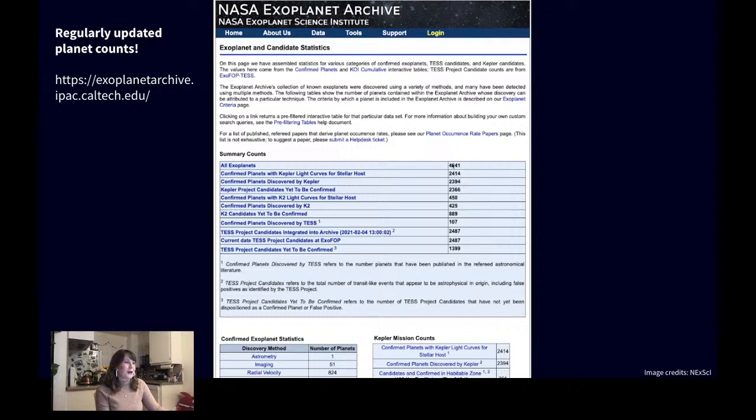So you can see the total number of exoplanets we've found on the day that I pulled this, which was about a week ago, was 4,341. It's a lot. And 51 of them were discovered by imaging. And then you can see there's actually a breakdown for the different methods that are used, which is pretty cool. So if you're ever curious, I recommend you look at that.